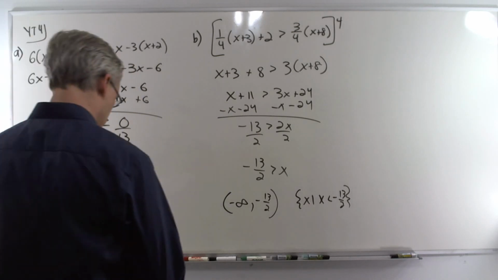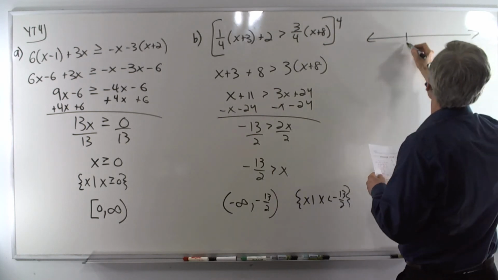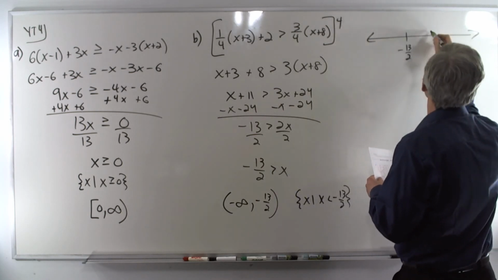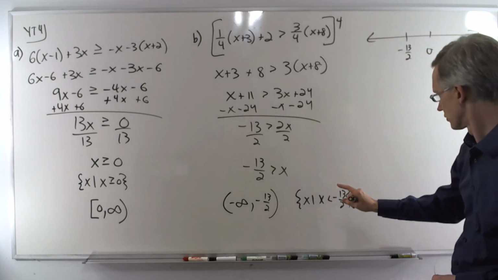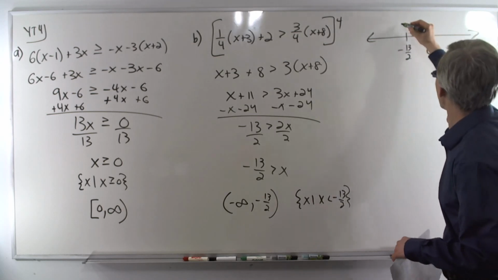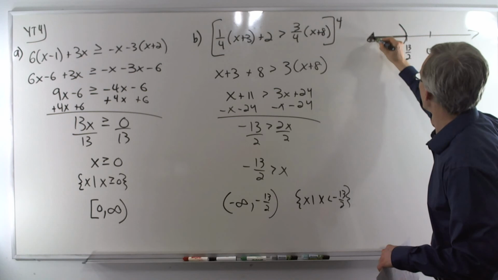And the graph then, all right, we got negative 13 halves here, I have a 0 over here somewhere. And now it's strictly less than, so this could be a parenthesis, and it's all the way to the left. So fill in the arrow there, and there's your graph.